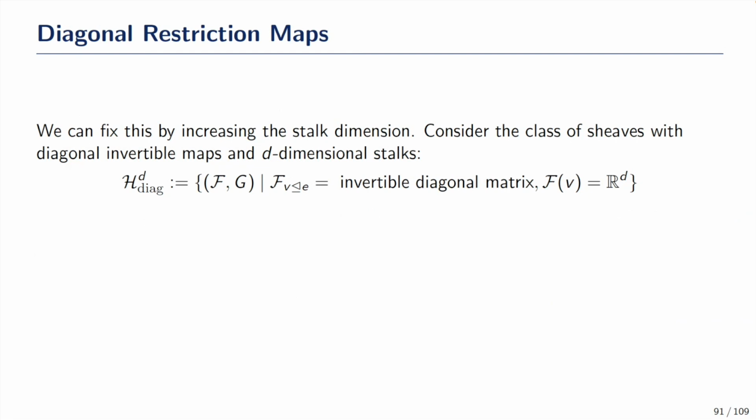This is the equivalent of considering manifolds with higher dimension, in some sense, if you think of the geometric picture, or bundles with higher dimensional vector spaces. So the next simplest thing we can do is just make these matrices invertible and diagonal. So that's very simple, and all the stalks are R^d.